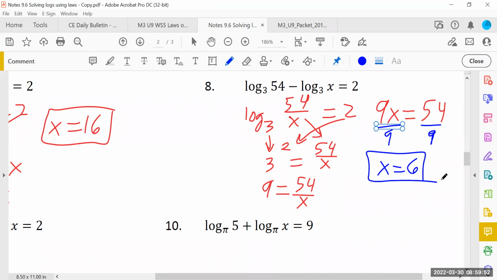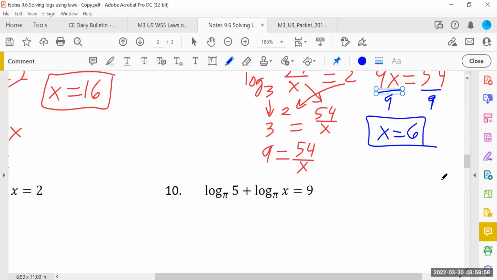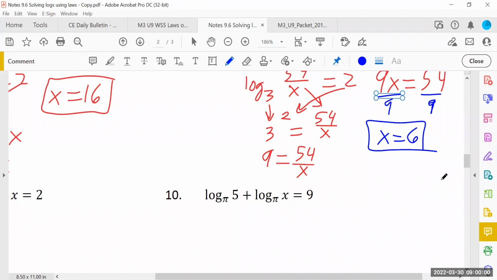We still following along? Different set of steps, kind of, because you only have logs on one side. But once you make that equation, just basic solving.